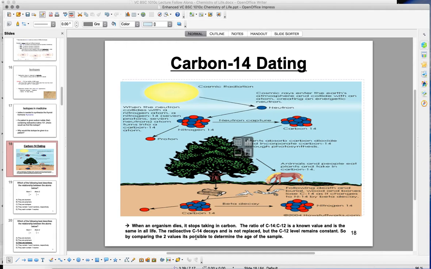So the radioactivity of C14, and this is what I jotted down here, is going to start to decay over time, right? But it's not going to be replaced. The C12 levels are always going to remain constant because that one's not decaying. So if you compare the two values to what they originally were, C14 to C12, you'll know how much has decayed and how long that sample has been decaying. That's how they can do fossil dating and things like that. So it's a really cool example.